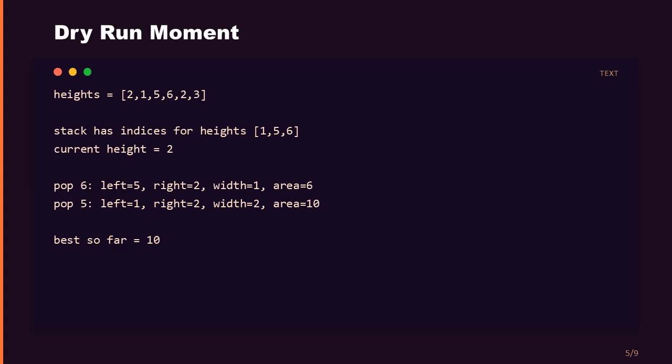In the example, when current height 2 arrives, the stack top is 6. Since 2 is smaller, the rectangle for 6 is finalized. Width is 1, area is 6. Now top is 5. Current 2 is also smaller than 5, so finalize 5. Its width is 2 and area is 10. That becomes the best answer.